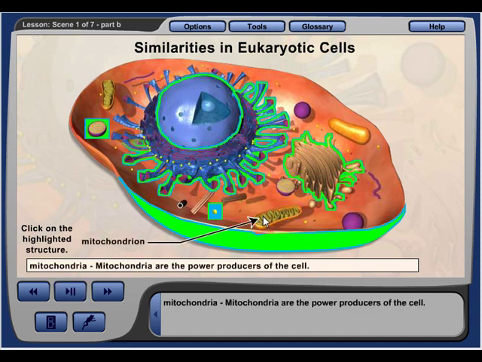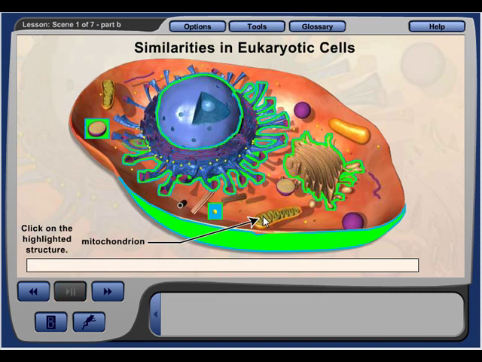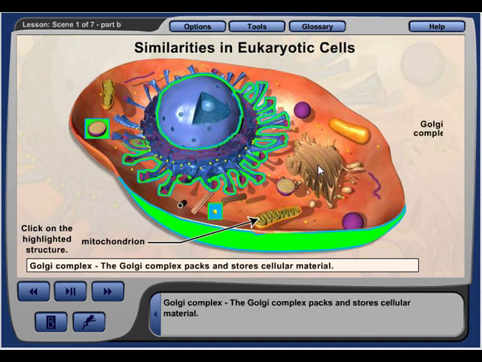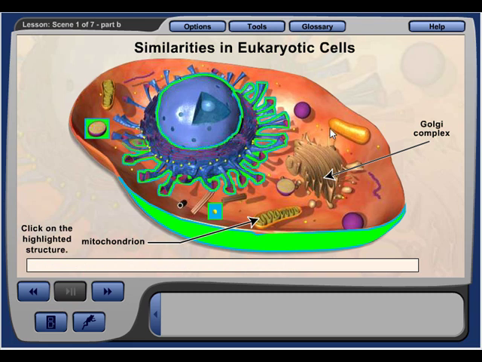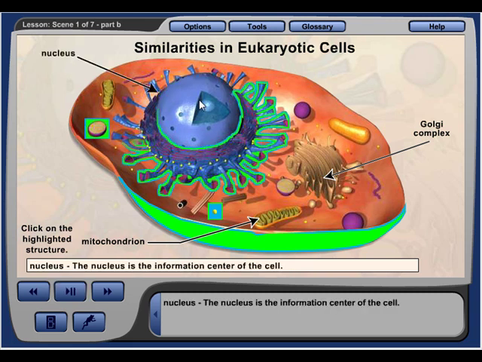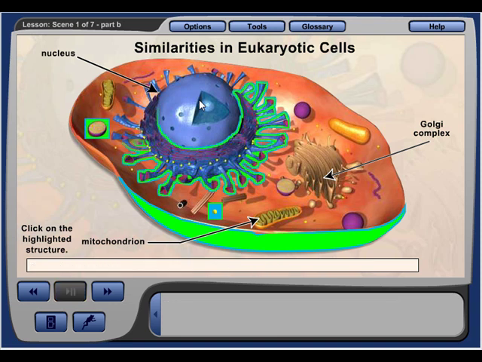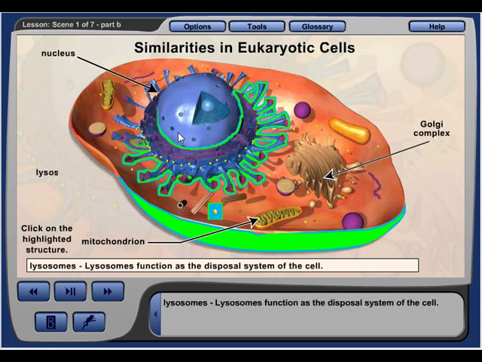Mitochondria. Mitochondria are the power producers of the cell. Golgi complex. The Golgi complex packs and stores cellular material. Nucleus. The nucleus is the information center of the cell. Lysosomes. Lysosomes function as the disposal system of the cell.